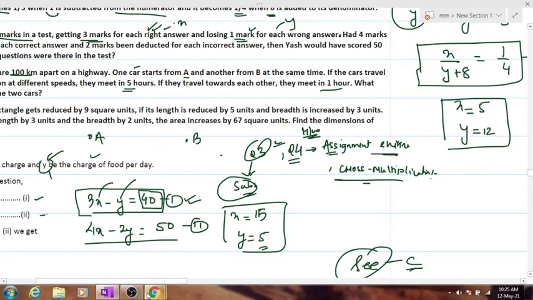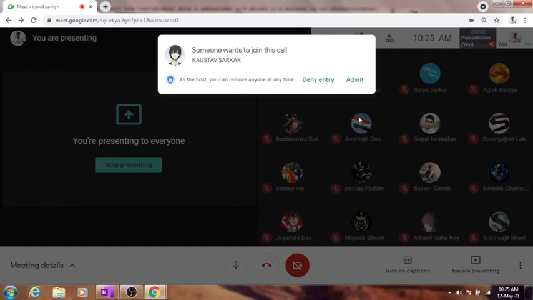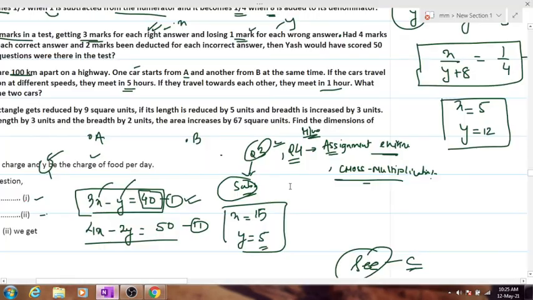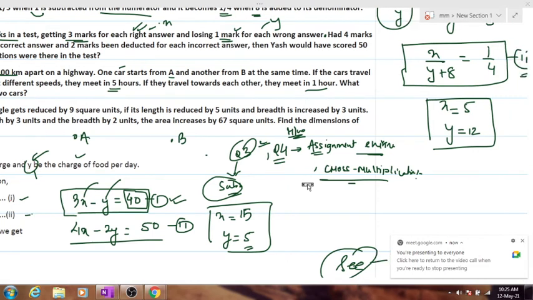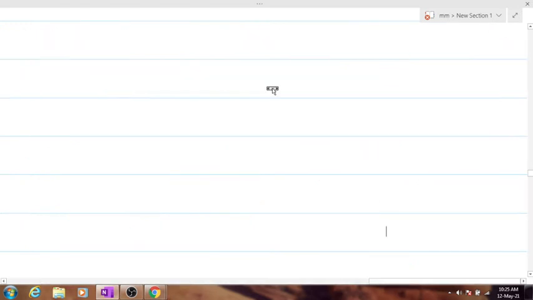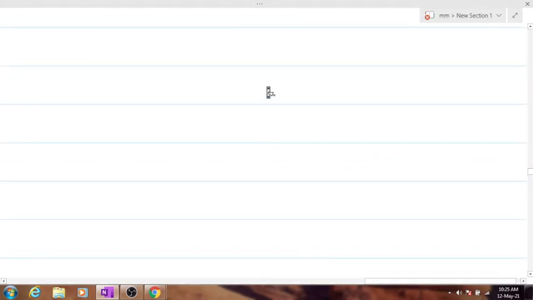Now, how many are having problem in this question? Only one. Good to see that people are having a bit of problem and they wanted to clarify this. Just a moment, I'll shift the screen. Now, is the question in everybody's brain now?